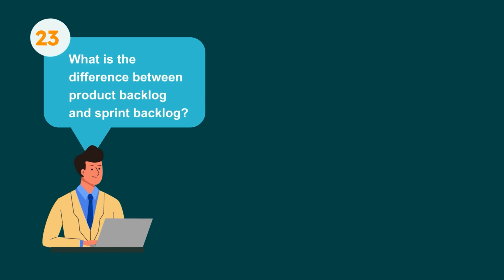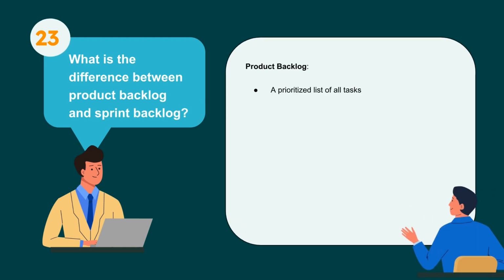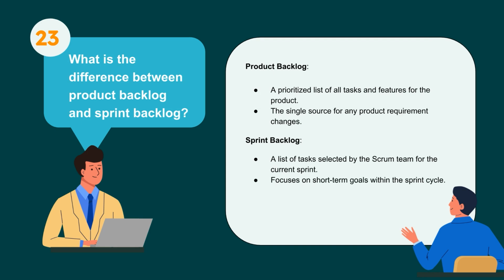23. What is the difference between product backlog and sprint backlog? The product backlog is a list that contains and prioritizes the details of every little task you require to include in your product. If you want to make any changes to your product, then product backlog is the only source of requirements. Whereas, a sprint backlog is a list of tasks finalized by the Scrum team to work on during the current sprint.